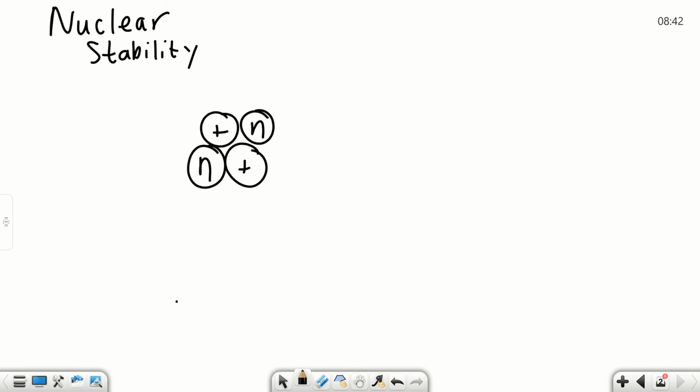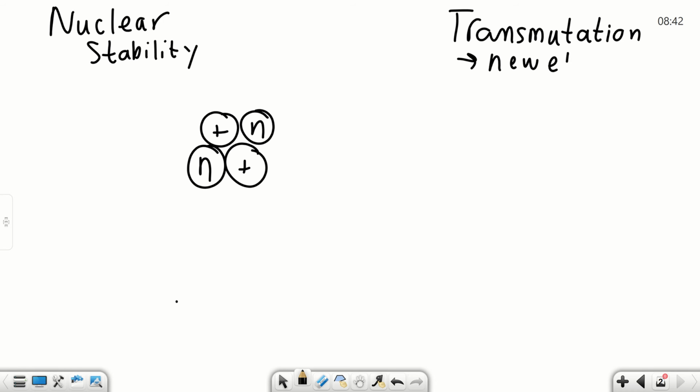In the other video that you watched, introducing all the radiation types, we talked about the idea of transmutation of the nucleus. Transmutation is just another word for saying a new element is going to be created. So transmutation, radioactive decay, and nuclear reactions all form a new atom because we're changing the protons and neutrons in it.